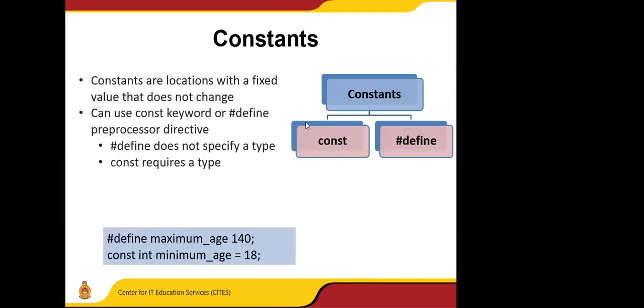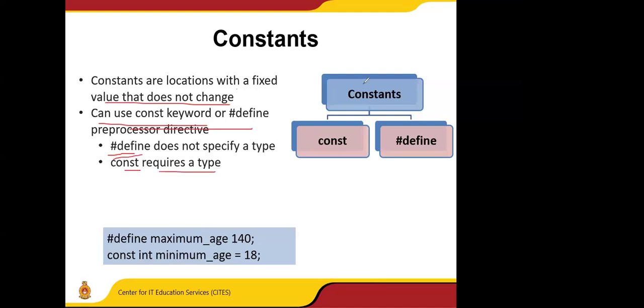Let's dive into constants, the next discussion point. What happens in here? Constants are memory locations with fixed values that do not change. You can use the const keyword or the hash define preprocessor directive to declare them. The define does not specify a type.